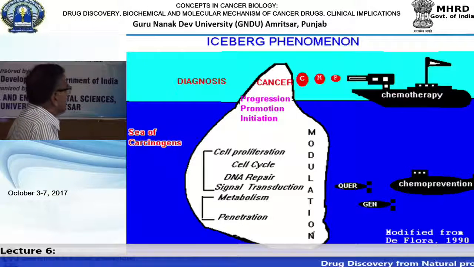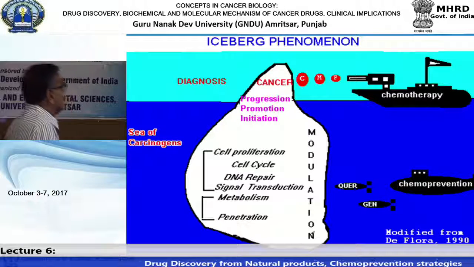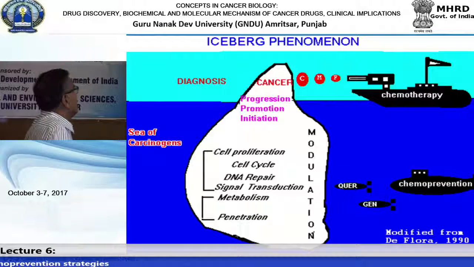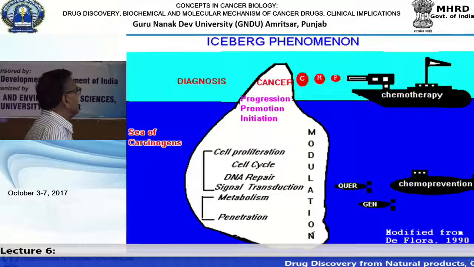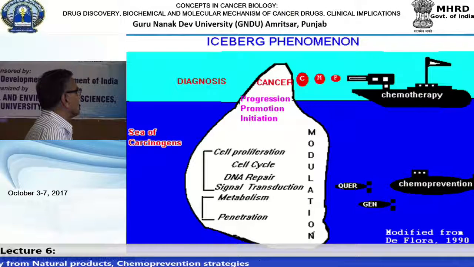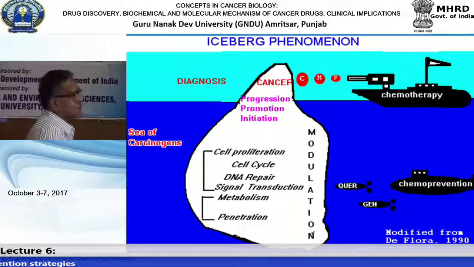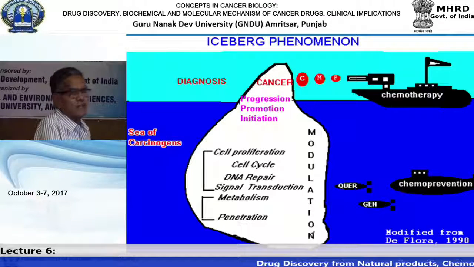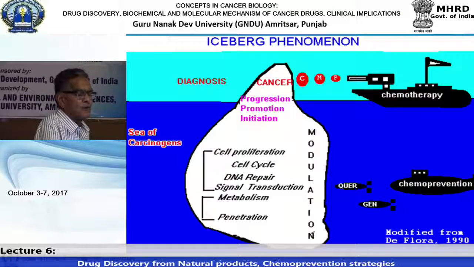So this was modified from DeFlora, who is in Italy. He had put this out, and I copied it from his paper. And there is a sea of carcinogens, and there are many different things that you can do with compounds that can break any one or more of these systems. And you may not get a cancer. That's why cancer prevention started getting a lot of importance.